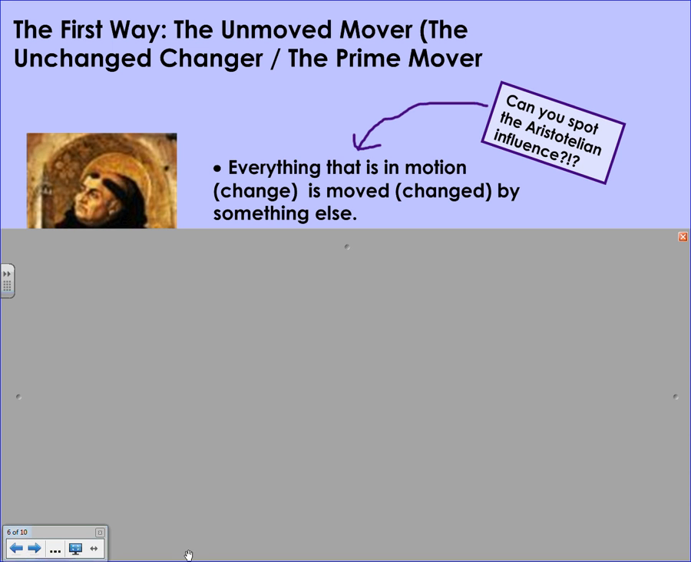So, Aquinas' first way. This first way is known as the unmoved mover, unchanged changer, or prime mover, and is very clearly linked to what Aristotle had been arguing in the past. He begins by pointing out that everything that is in motion, everything that changes, is moved or changed by something else. Now, this is based on basic observation of the cosmos. We know that this must be true because we can see it for ourselves.